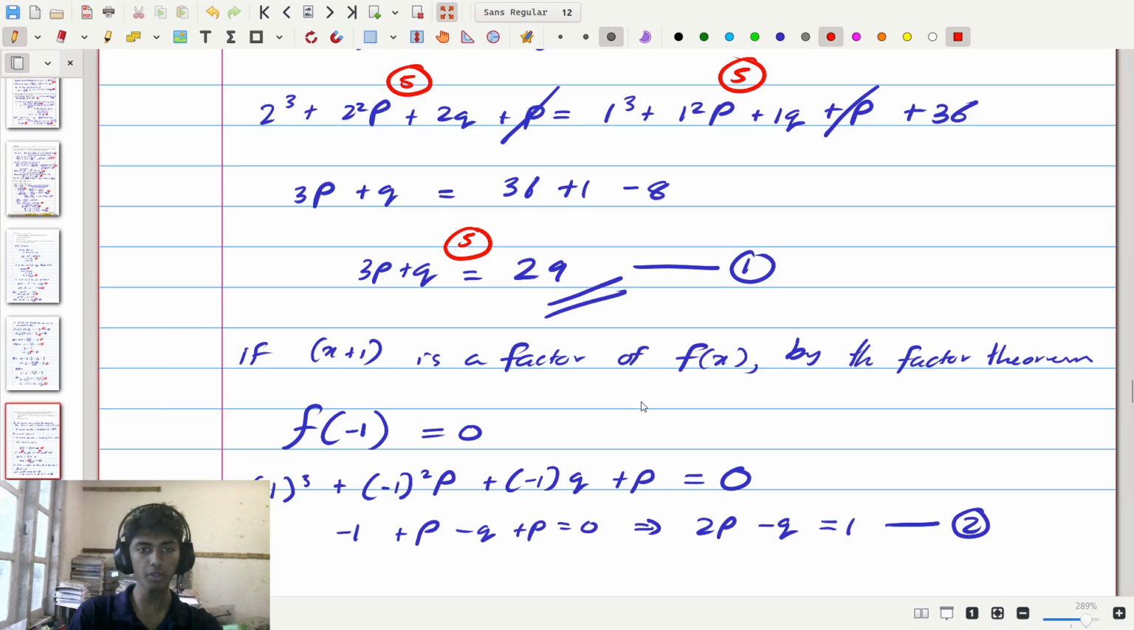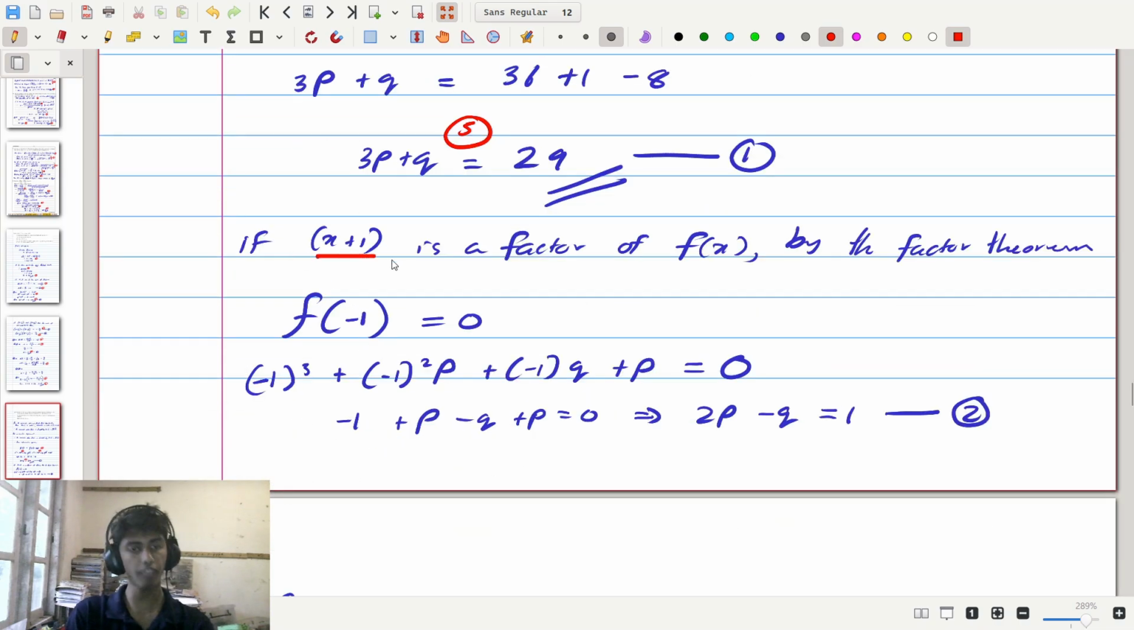Now after this, when you use the second fact, where x plus 1 is a factor, and you use the factor theorem to say that therefore f of negative 1 must be equal to 0, you get 5 marks. After that, when you correctly substitute x equals negative 1 and get this expression right here, you get 5 marks. And finally, when you get that 2p minus q is equal to 1 and call that equation number 2, you get another 5 marks for that.